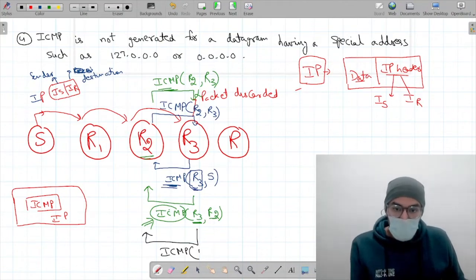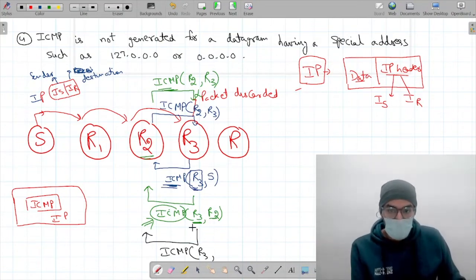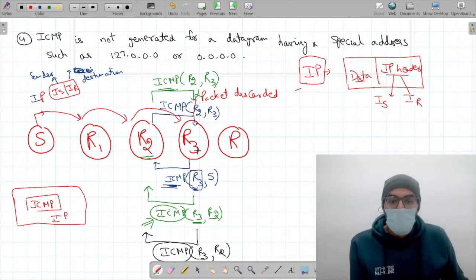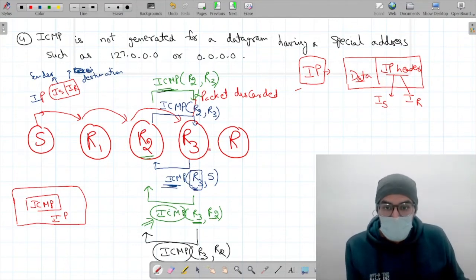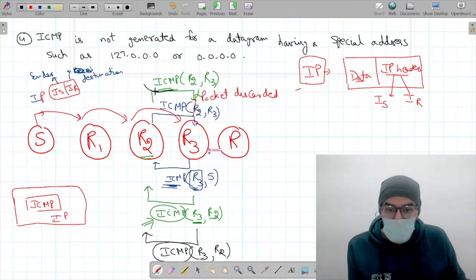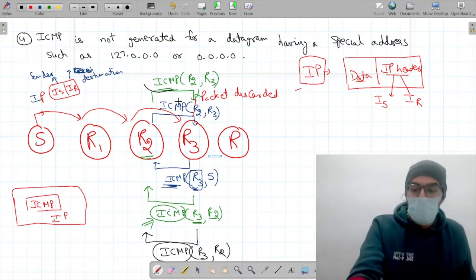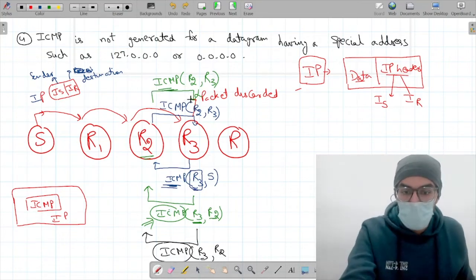Since this ICMP message is sent by R3, here I am writing R3. It is sent to R2. The reason for that is router R3 has discarded. Oh, wait a minute. Just wait for a minute. I have made a little bit of a mistake over here.